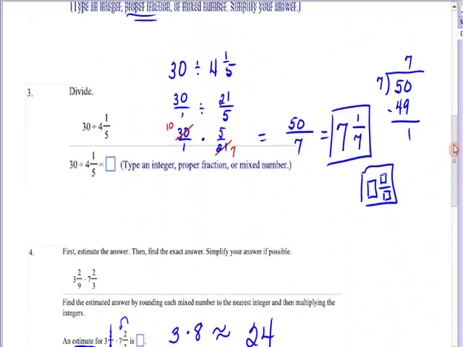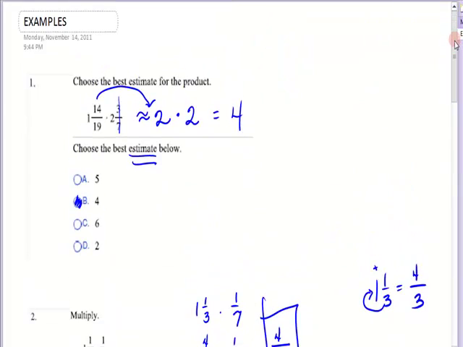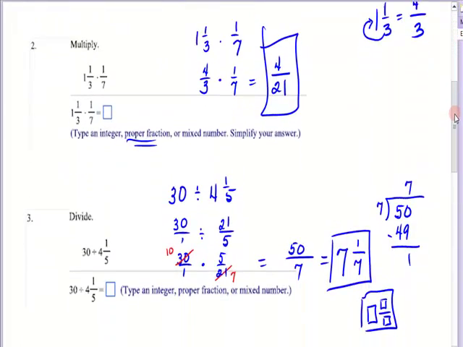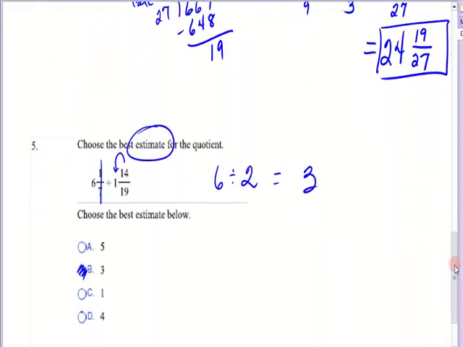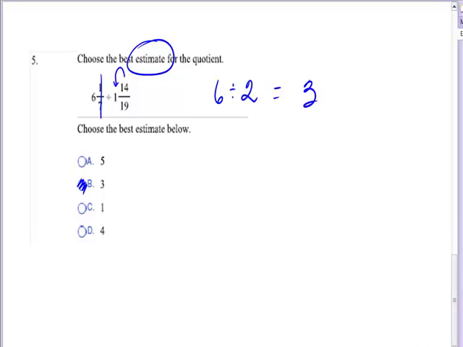So when you're working with mixed numbers, no matter what multiplication or division, you've got to change them to improper fractions, and then at the end you've got to change them back.